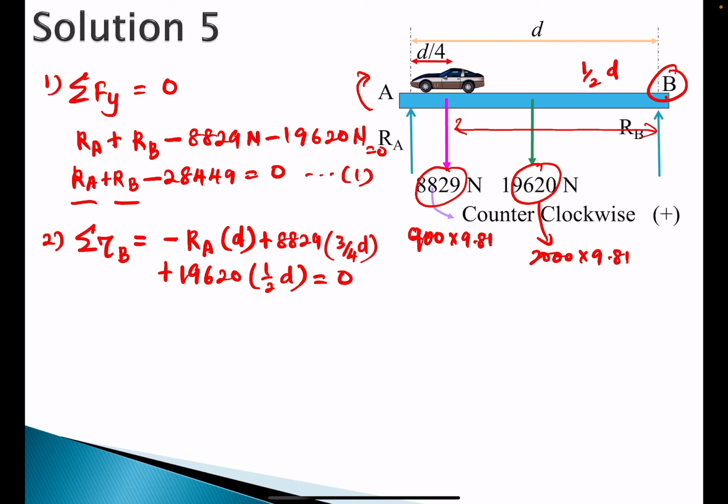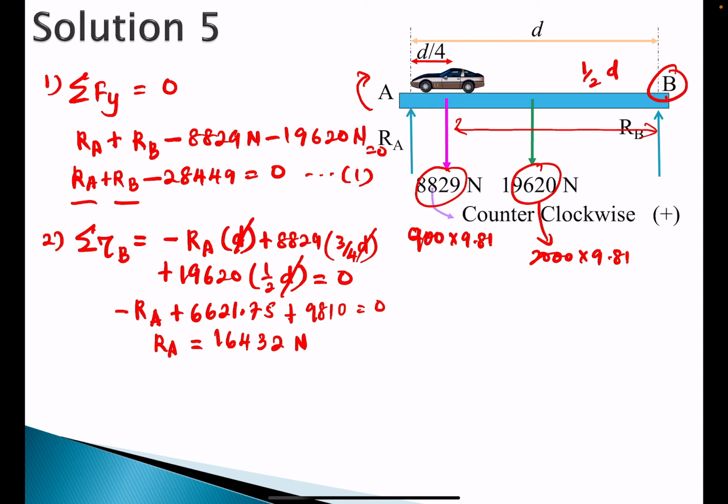So you simplify the equation. You can cancel off the D. So Ra plus 8829 times 3 over 4, which gives 6621.75, plus 19620 times half, which gives 9810, equals 0. So you will get Ra equals 16432 Newton.